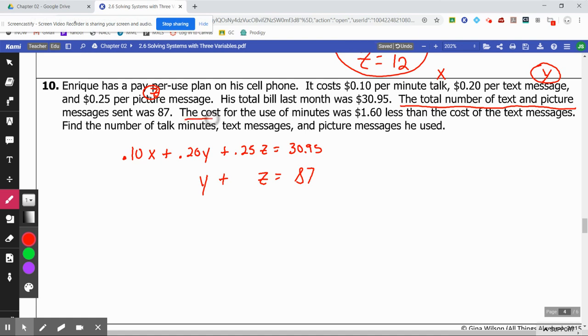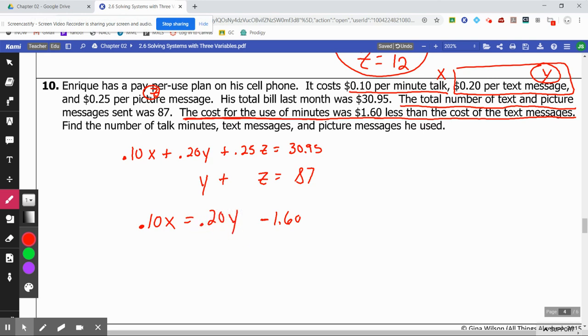The last equation: the cost for the use of minutes was $1.60 less than the cost of the text messages. So the cost for the use of minutes, now let's go up there, was 10 cents per minute. So the cost of the minutes to talk was $1.60 less, so we're going to subtract $1.60. That's $1.60 less than the cost of the text messages. And the cost of the text messages were right here, it was 20 cents per, let's do 0.20 per Y. So again, the cost of the talking was $1.60 less than the cost of the text messages. So there's going to be your three equations.